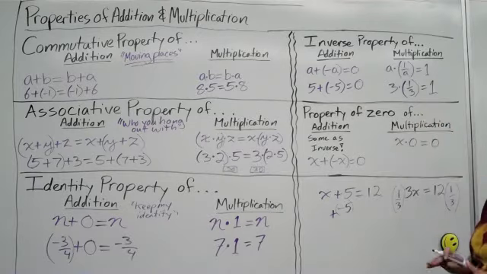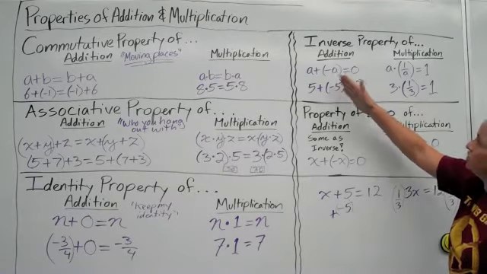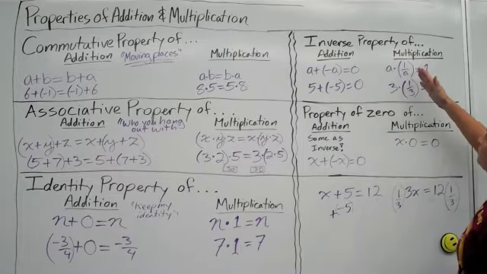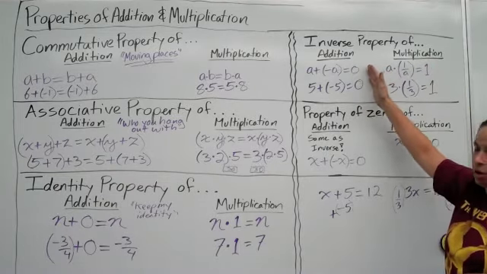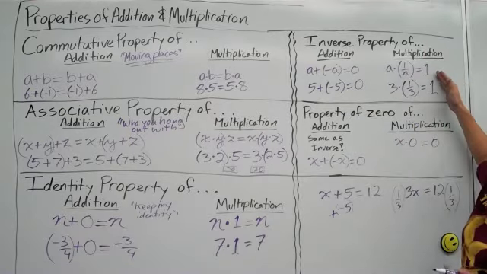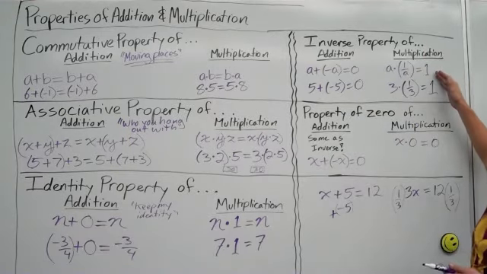This one property is a little bit weirder because the inverse property for addition is ending up with a 0, and the inverse property for multiplication is 1. Well, why? Because if you add 0, you keep the number. And if you multiply by 1, you keep the number. And that's really the reason why.